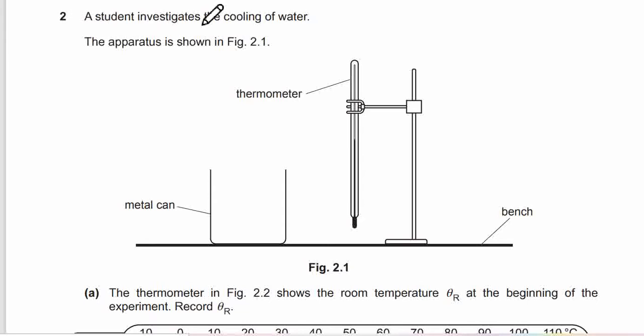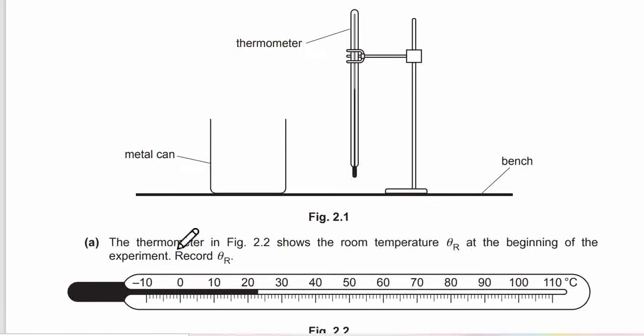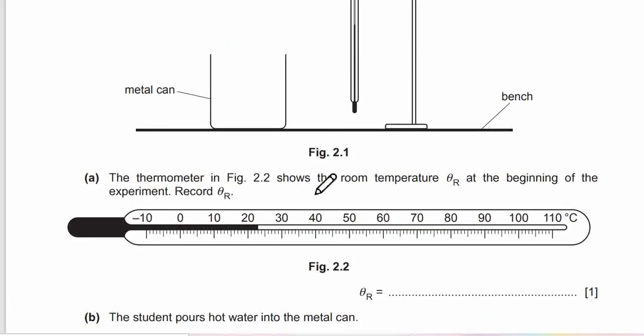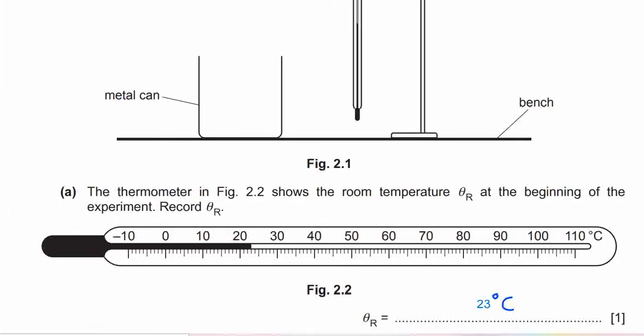Question 2, a student investigates the cooling of water. The apparatus is shown in figure 2.1: metal can, thermometer, bench. Question A, the thermometer in figure 2.2 shows the room temperature. At the beginning of the experiment, record theta R over here. What we got here is 23. The scale is 1, so this is 23.